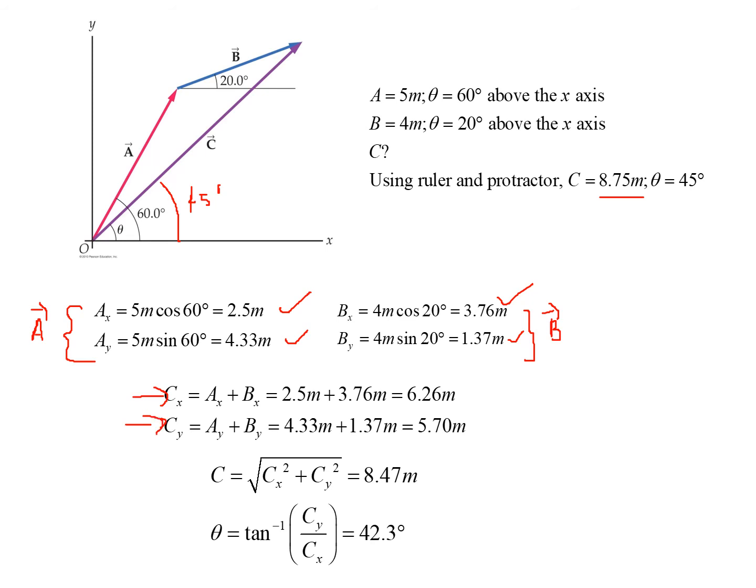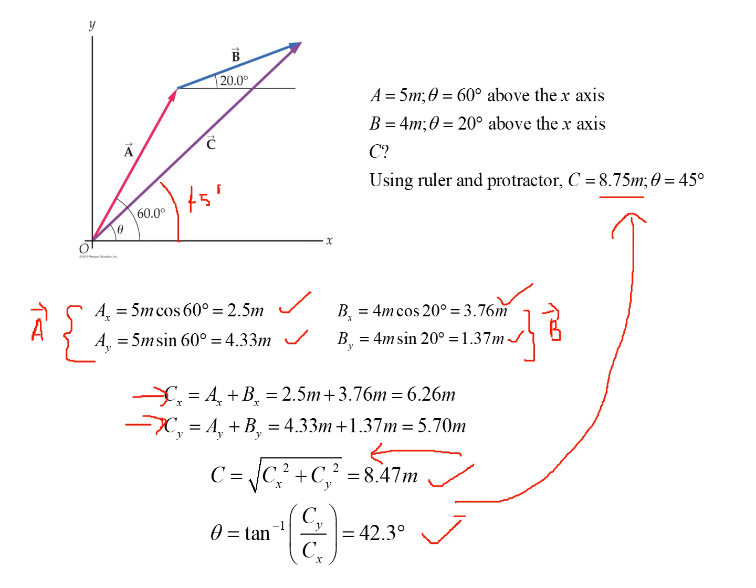And like I've said, we can introduce the magnitude, which is equivalent to 8.47 meters, and the theta is equivalent to 42.3 degrees, much more accurate. So we compare both. Of course, there are some pros and cons. When we try to use a ruler or maybe a protractor, obviously we may make some mistakes, and it will cost us quite a value.